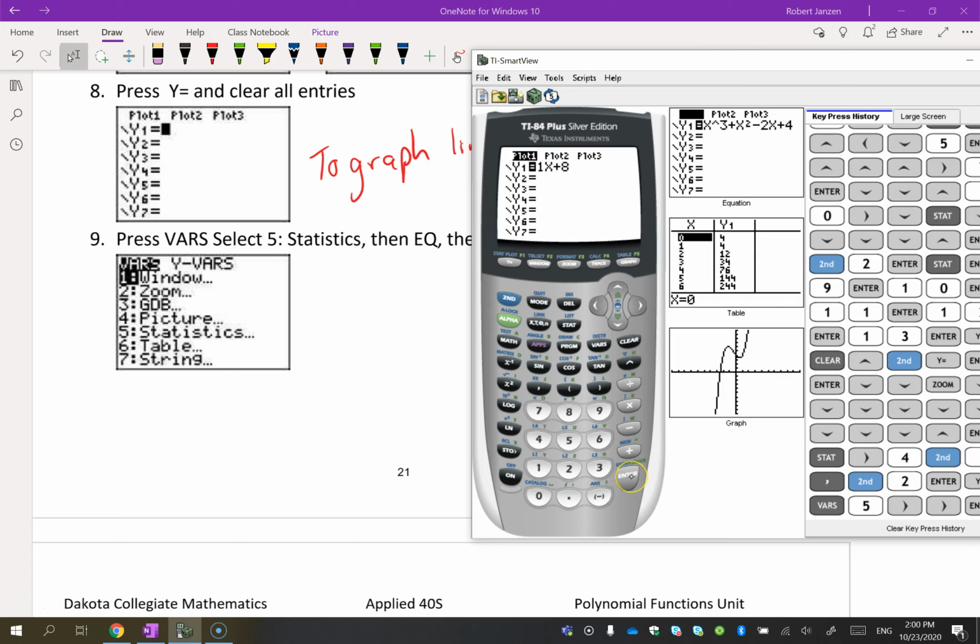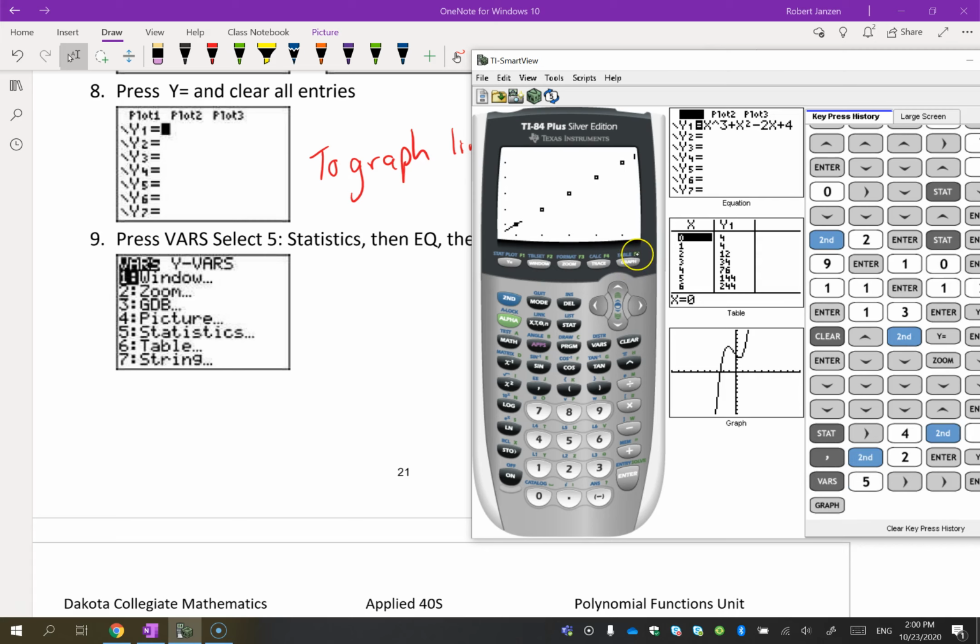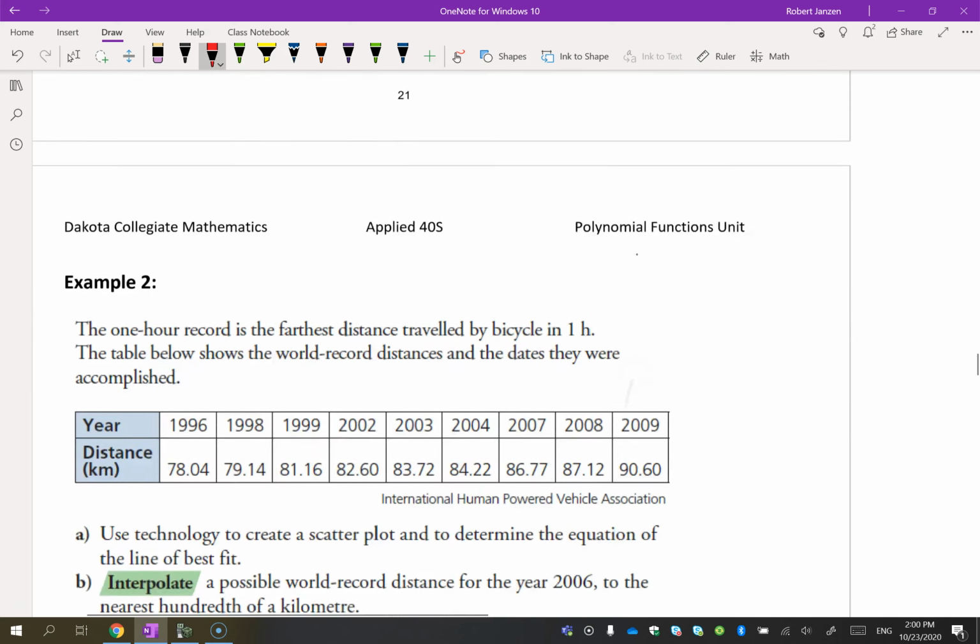So we'll press enter. What it just did there is it took the equation I had on my screen and entered it into y equals, and now when I graph, it's going to show that line on the scatter plot. Okay, so I think we probably need some practice doing that.